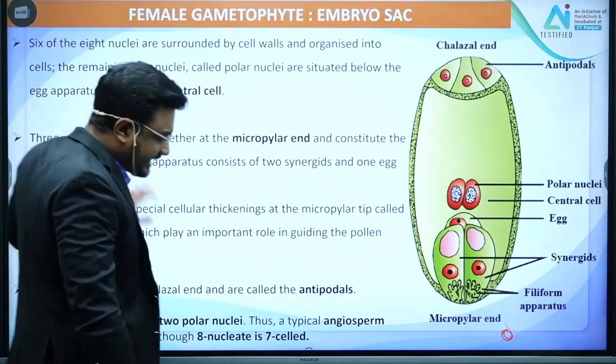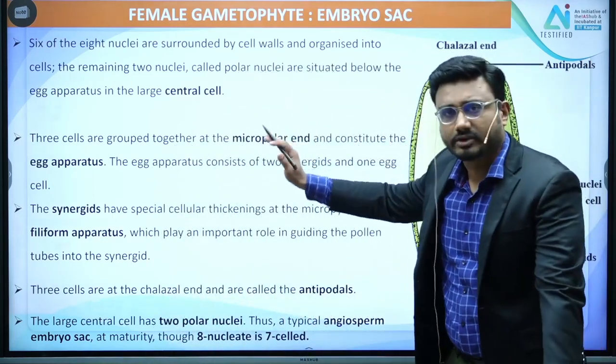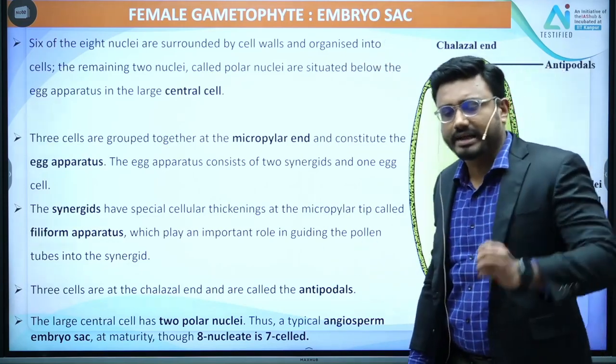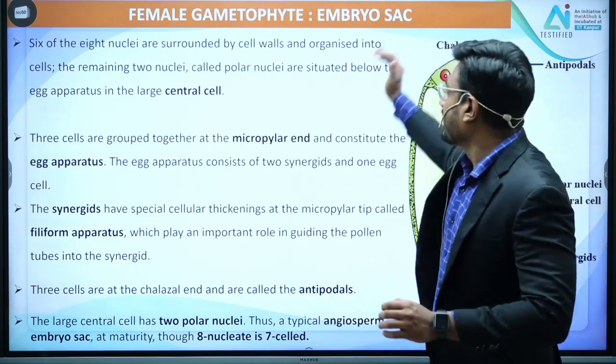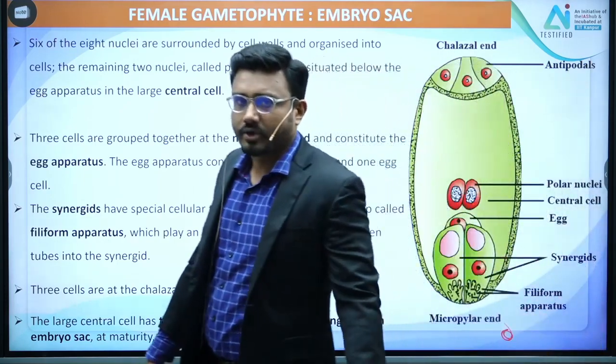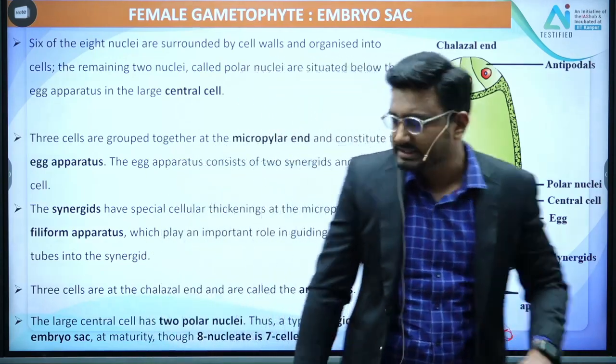So this slide is a very important slide, and this is a very important concept of the female gametophyte, that is the embryo sac. The female gametophyte of the plant is the embryo sac. This diagram is also very important, and we need to learn this diagram. Now let's go through the points from this slide.